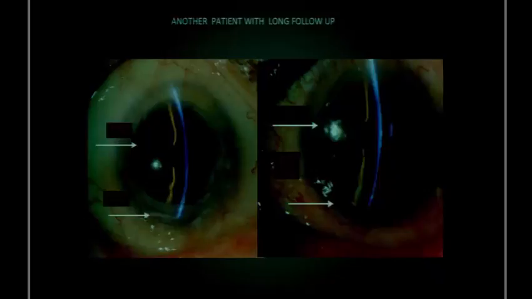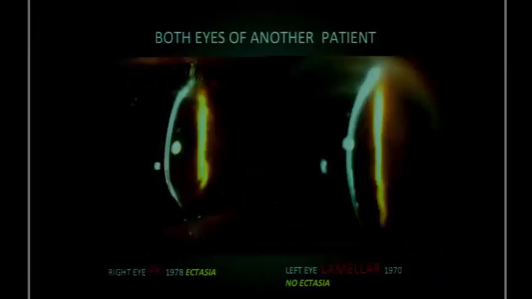No ectasia, 64. The other eye of the same patient, when he has only a lamellar graft performed in 1970, and he's using a contact lens, but there is no late ectasia. This is both eyes of the same patient. On your left, a penetrating graft for keratoconus in 78. On your right, a large lamellar graft with no ectasia, performed in 1970.